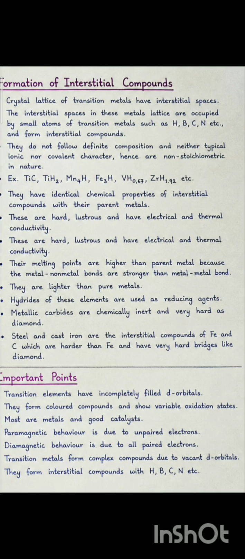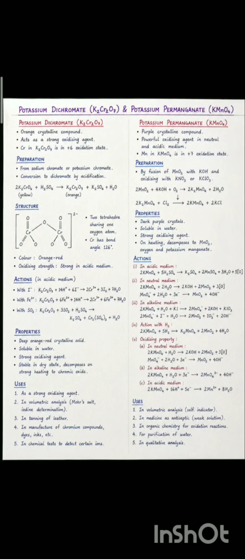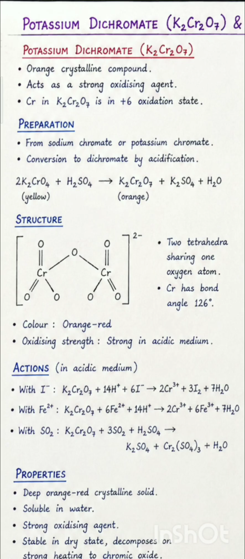Paramagnetic behavior is due to unpaired electrons, diamagnetic behavior is due to paired electrons. Transition metals form complex compounds due to vacant d orbitals. They form interstitial compounds with hydrogen, boron, carbon, and nitrogen. Potassium dichromate K2Cr2O7 and potassium permanganate KMnO4. Potassium dichromate is an orange colored crystalline compound, acting as a strong oxidizing agent.